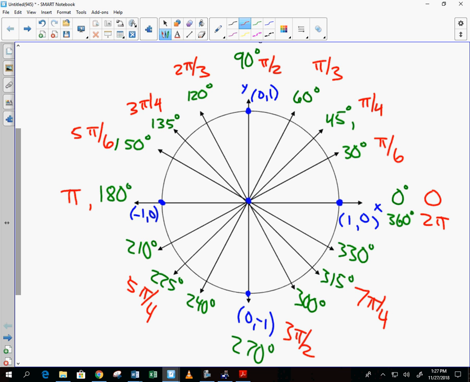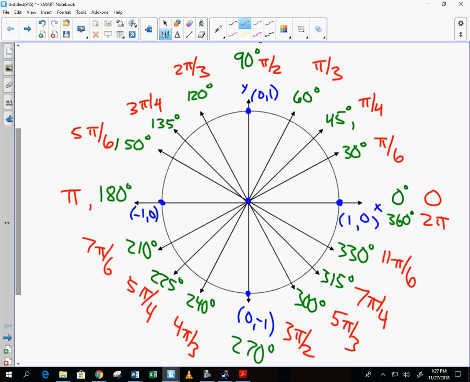After that is 7 pi over 6. After that is 8 pi over 6, or 4 pi over 3. After 8 pi over 6, 9 pi over 6. After 9 pi over 6, 10 pi over 6, which is 5 pi over 3. After 10 pi over 6, 11 pi over 6.